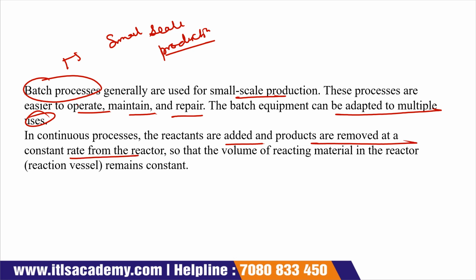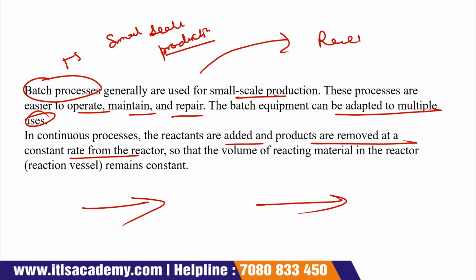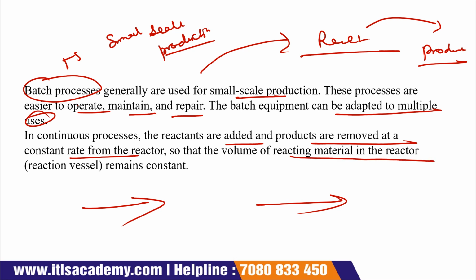Suppose that here, what should we do? We add the reactant and here we remove the product. But in a batch process, what should we do? We add the whole amount of reactant and after that we wait for the production of the product, then we remove it, then again we add a reactant. But in a continuous process, on one side we add the raw material or reactant, and on the other side we get a product, so that the volume of the reacting material in the reactor remains constant. Okay, so that's why the volume of the reacting material in a reactor will be constant.